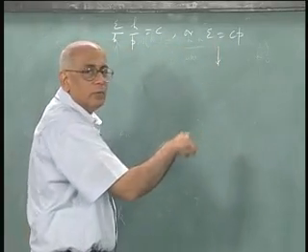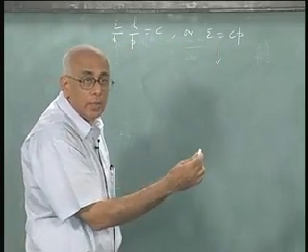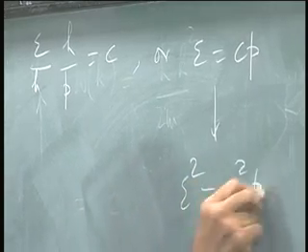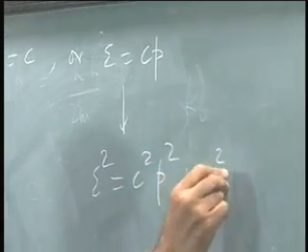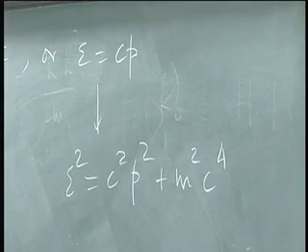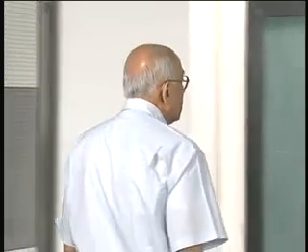Instead of this you have a different relation, and that is not a linear relation, right? That is epsilon squared equals c squared p squared plus m squared c⁴, where m is the rest mass of the particle. That is the correct relativistic relation between the energy and momentum of a relativistic particle of rest mass m.